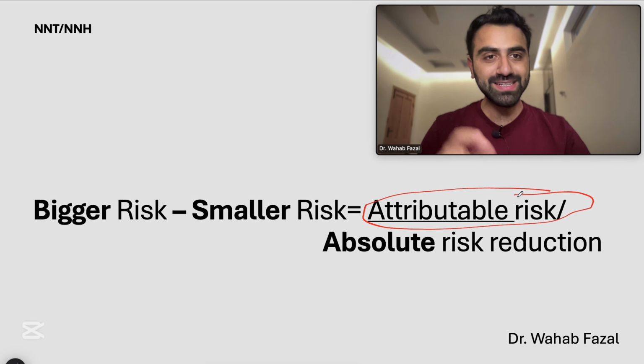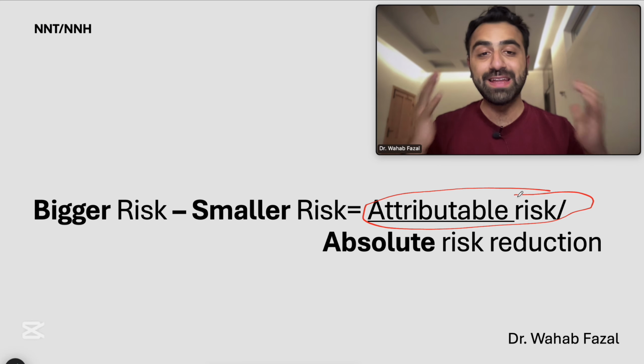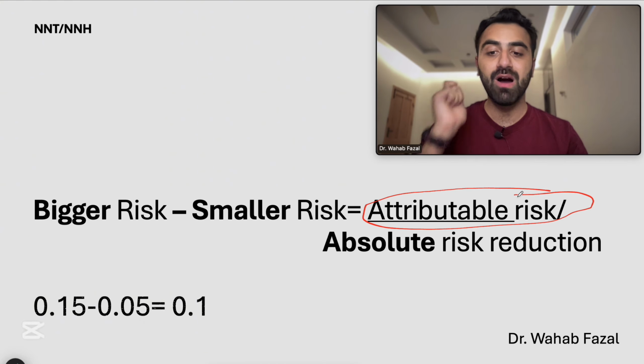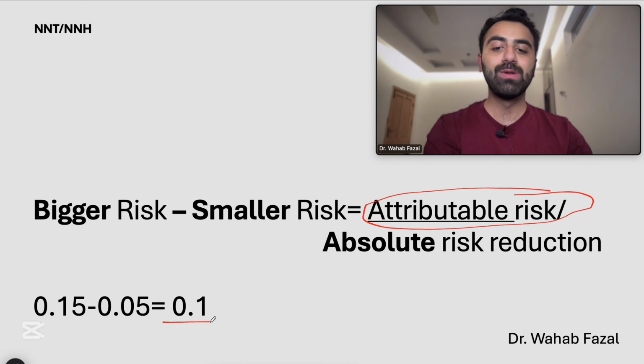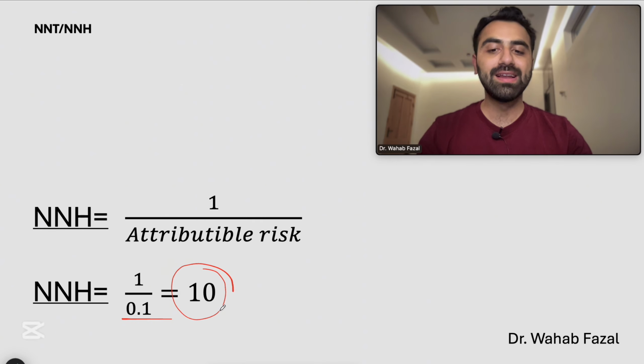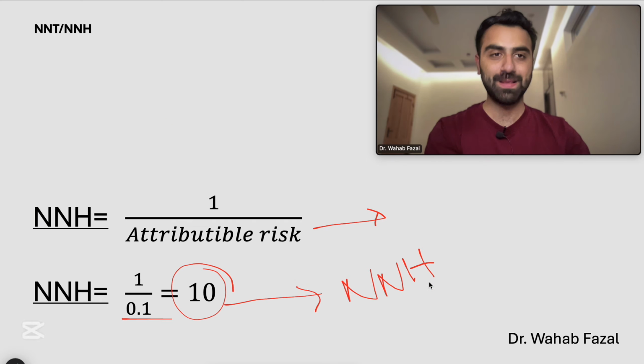And what would we calculate, the number needed to harm or number needed to treat for this drug? We will calculate definitely the number needed to harm for this drug, because this drug is being harmful. So again, 0.15 minus 0.05 will give us 0.1, and then we divide 1 by 0.1 and it will give us 10. That is the attributable risk, and this is the number needed to harm for this medication. Remember, medications will not always be beneficial.